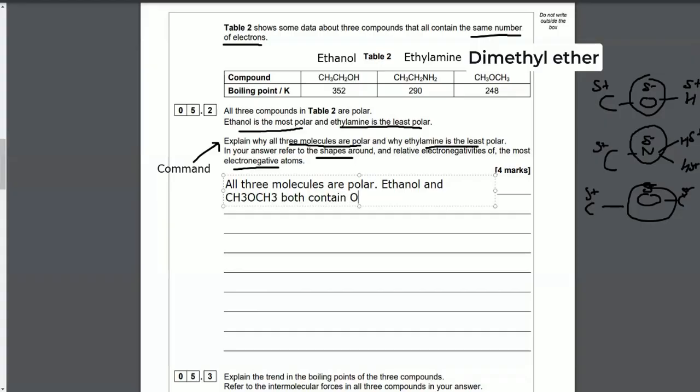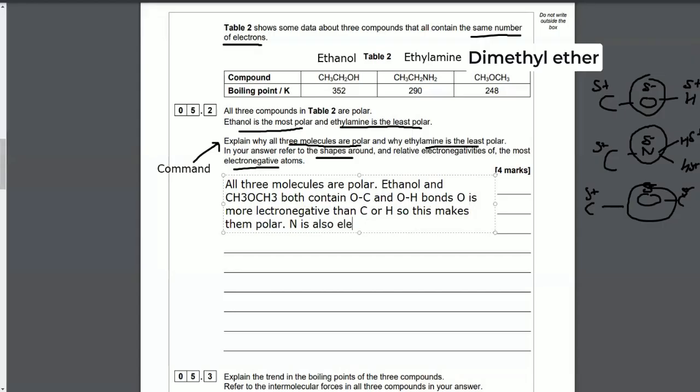both contain C-O and O-H bonds. O is more electronegative than C or H. So this makes them polar. Nitrogen is also electronegative, more than C or H. And so ethylamine is also polar.